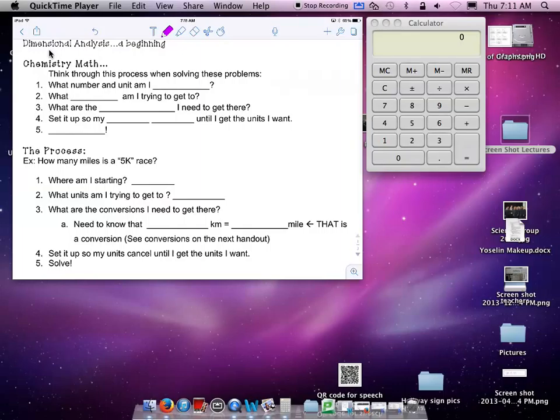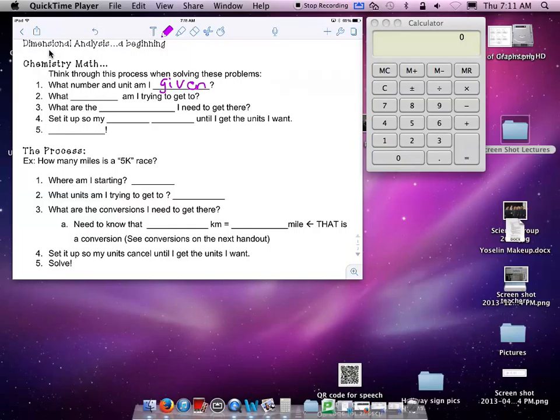So this idea is called dimensional analysis, or DA, and think of it as chemistry math. Here's the process you're going to go through when you're trying to solve a problem involving conversions. The first thing you want to think about is, what number and unit are you given? This is your starting place. So you might hear someone ask you, what's your given? Where are you starting? You need to have a starting place so that you know where to continue.